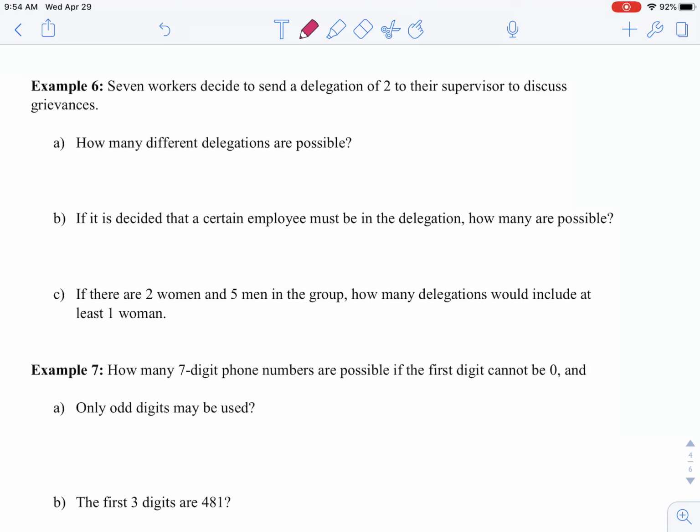The next one: 7 workers decide to send a delegation of 2 to their supervisor to discuss grievances. How many different delegations are possible? Okay, so there's 7 workers. We're sending 2. Doesn't matter which is which, so it's just going to be a combination. So 7 choose 2. Use our calculator. We find that's 21.